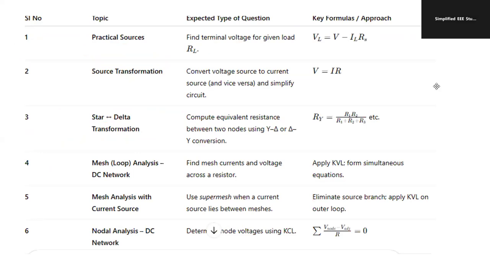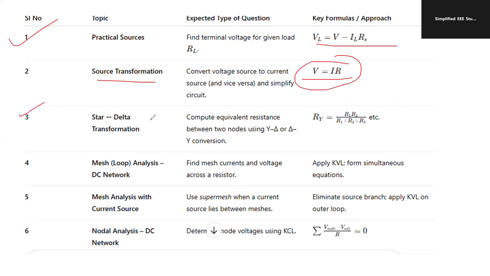So the entire set of equations is summarized in this table. You can have a look at this. Practical sources: the general equation is load voltage equals terminal voltage minus load current into source resistance. Source transformation: convert the voltage source to current source and vice versa. You can use the formula V = IR, correct? If you want to convert a current source into a voltage source, you must calculate the value of the voltage source, and vice versa. If I want to calculate the current source, I need to take the ratio of V and R.